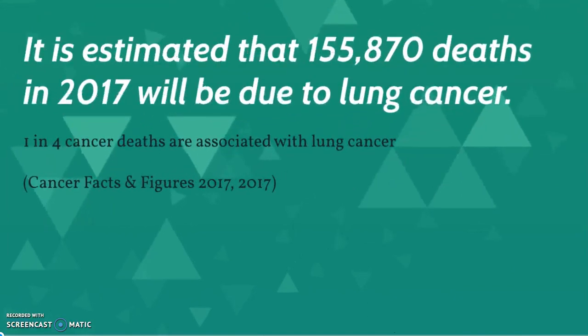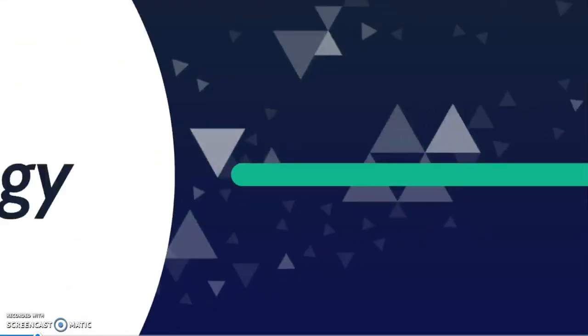It's estimated that 155,870 deaths in 2017 will be due to lung cancer. 1 in 4 cancer deaths are associated with lung cancer, and that makes this the leading cause of cancer death. The most common type of lung cancer is adenocarcinoma, making up approximately 35 to 40% of all bronchogenic carcinomas.